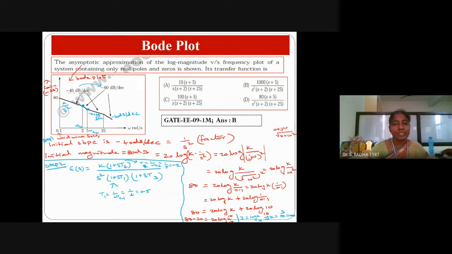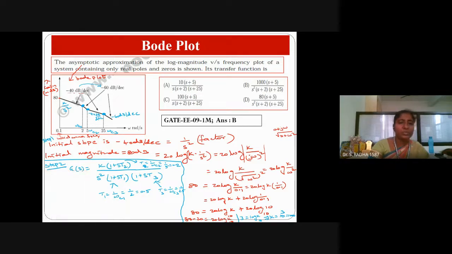Next, another minus 40. Again, it is changing to minus 60 at the corner frequency 25. So I am giving the name omega C3, and it is by a denominator factor. T3 is nothing but 1 by omega C3, and that is 1 by 25, or 0.04.